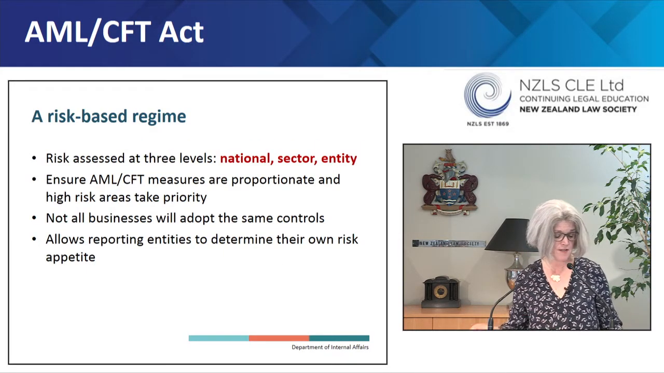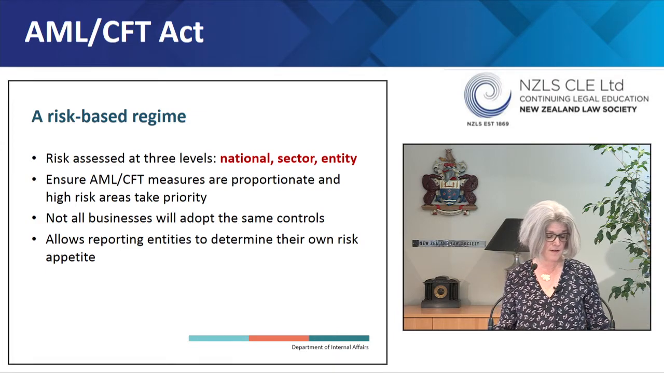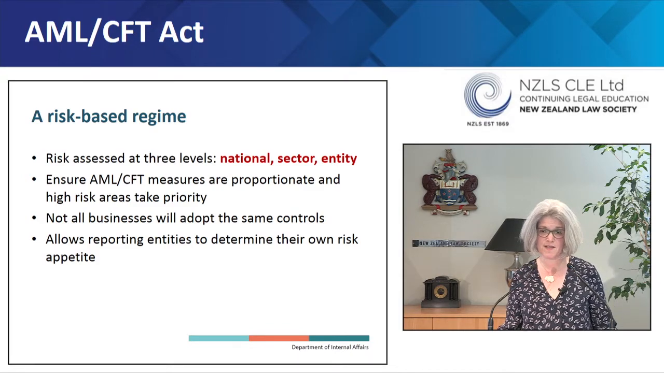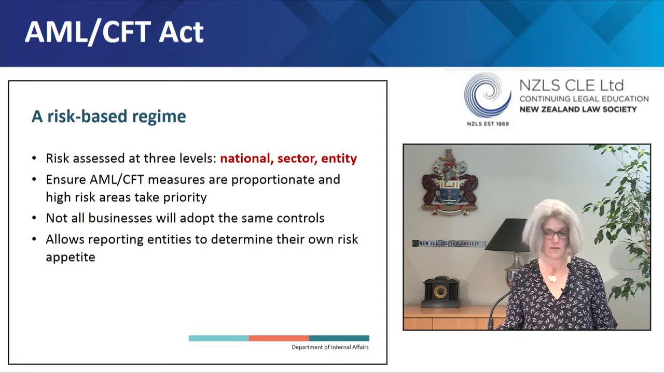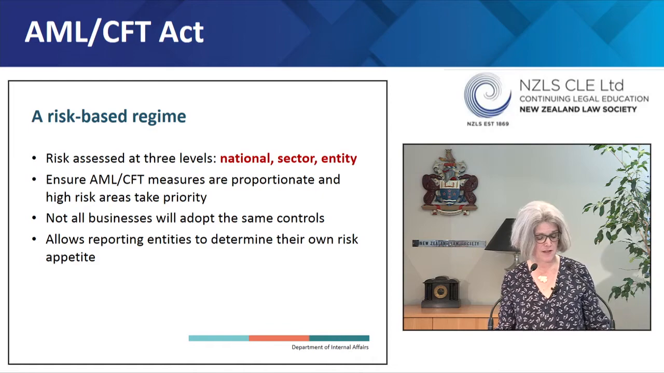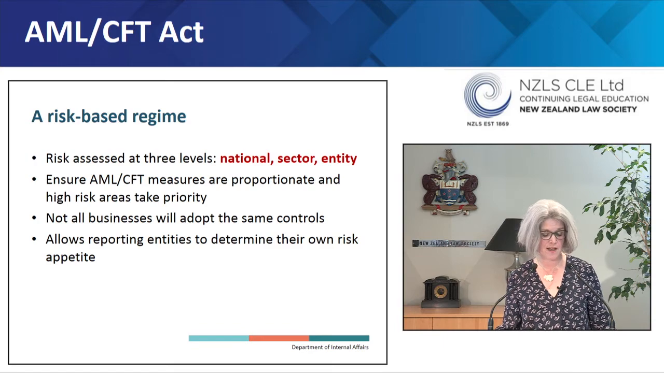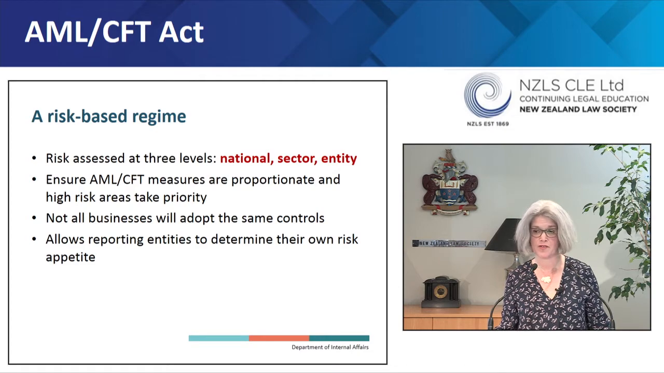The regime introduced under the Act enables AML CFT activities to be based on risk. Risk is assessed at three levels. There's a national risk assessment of money laundering and terrorism financing threats and vulnerabilities, and that's done by the Police Financial Intelligence Unit. Each AML CFT supervisory agency undertakes sector risk assessments in respect to their regulated sectors. And finally, there are individual risk assessments undertaken by each reporting entity or regulated business. The purpose of this risk-based approach is to make sure that AML CFT measures are proportionate and resources are targeted mainly towards the high-risk and high-priority areas.